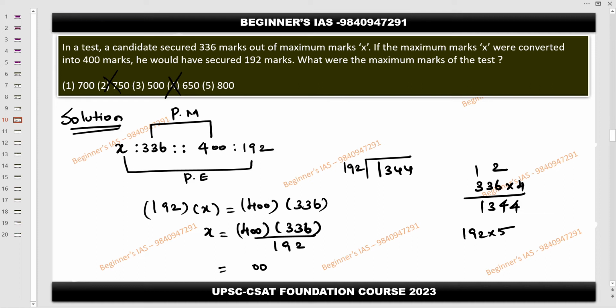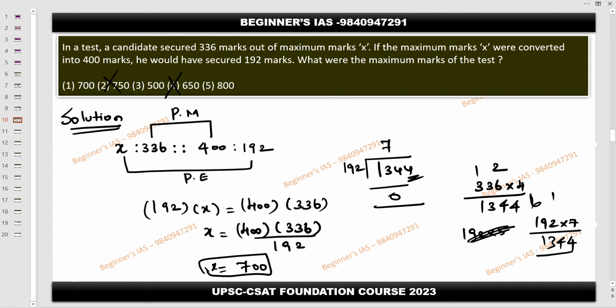7. Okay. Then 7. 192 into 7. Since 4 will be in the unit place, we should not go with this. We have to go with the 7. Therefore 4, 14, 1, then 63, 64, 1, 6, 6, then 7, 7 plus 6, 13. So therefore 7 times completely divisible. Therefore x is equal to 700. Clear?